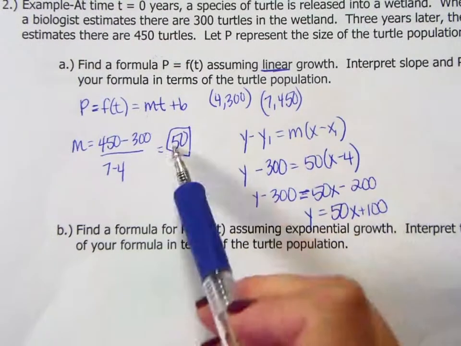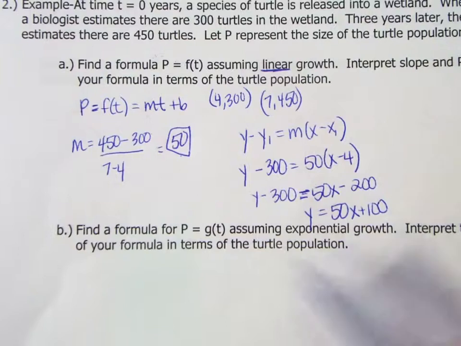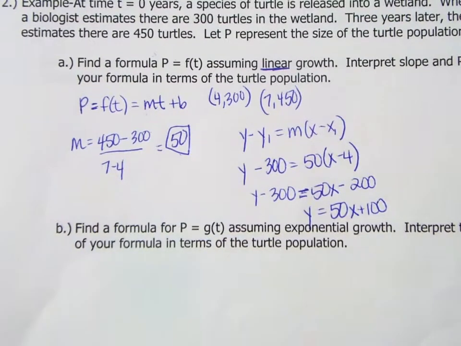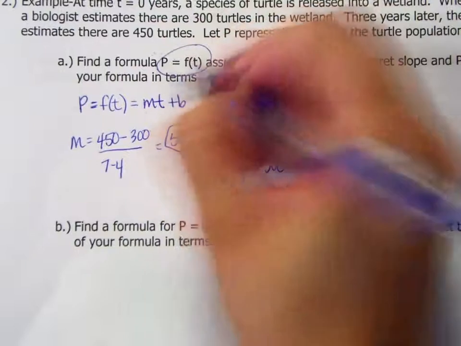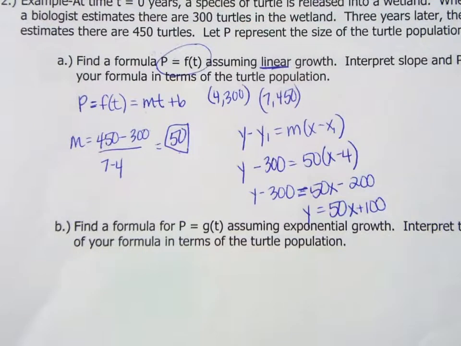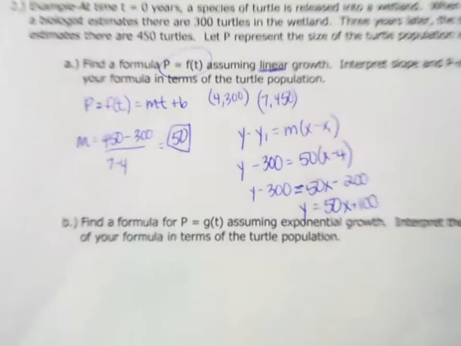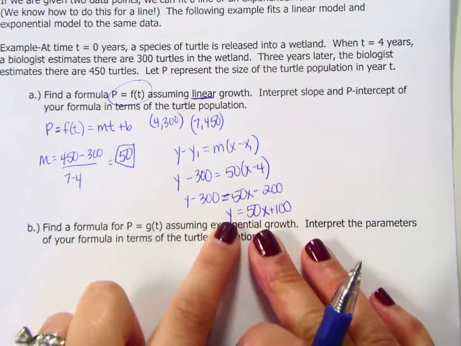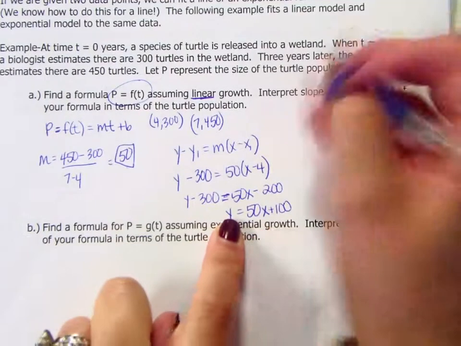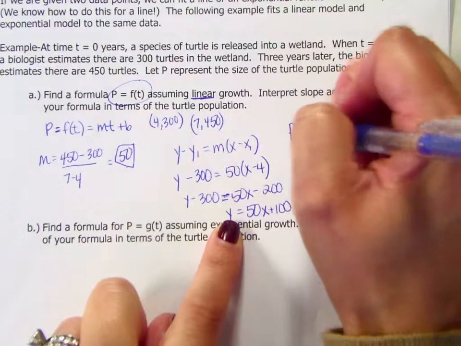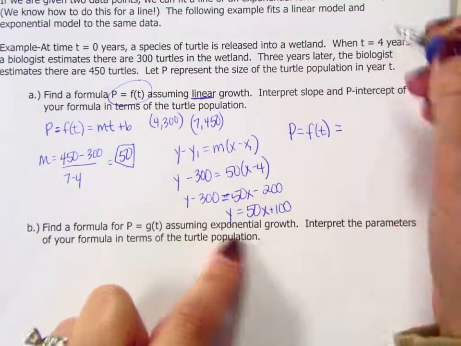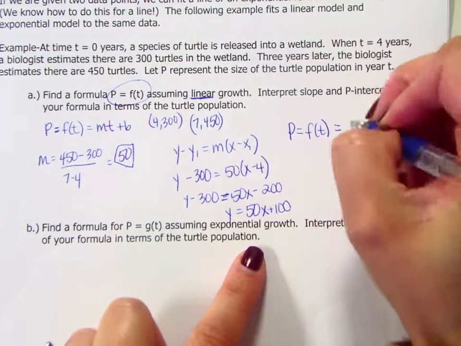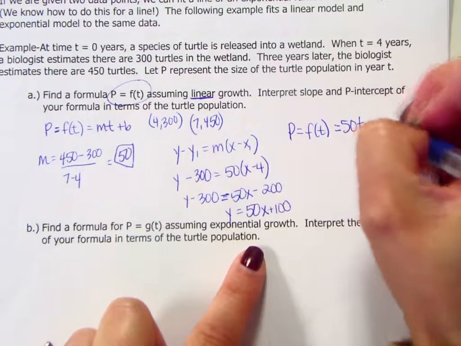Okay, so using our slope and our point slope form, we have our equation, but we talked last time, if they are giving you variables to use, please be conscious of that and use their variables. So even though we used y and x here, let's translate this back into a function using the variables that they would like us to use. So population equals f of t. This would be 50t plus 100.